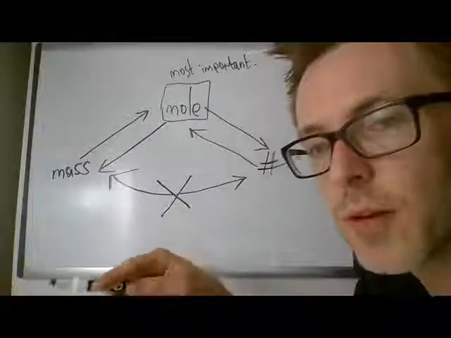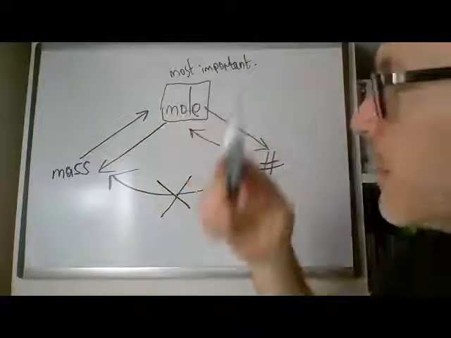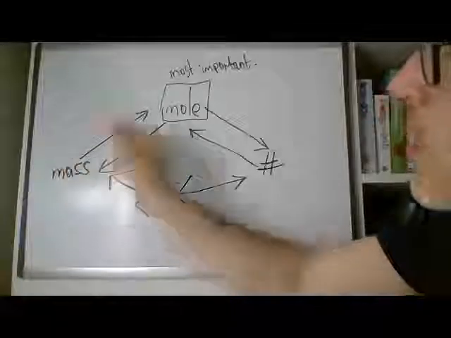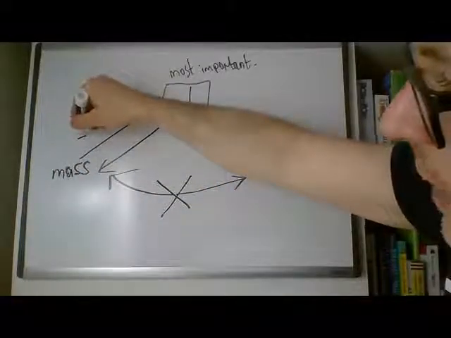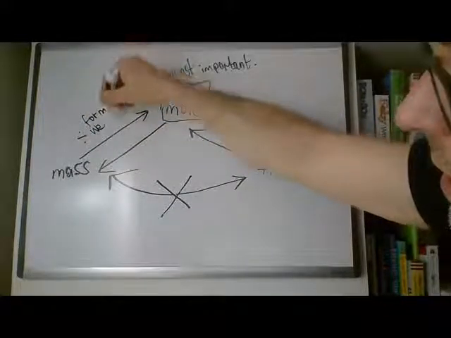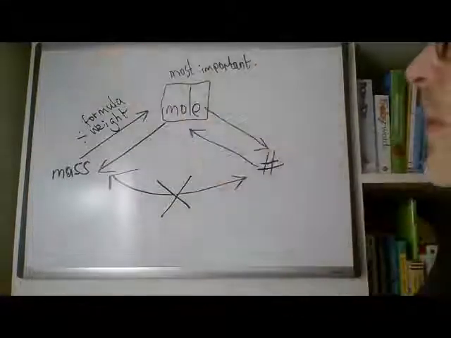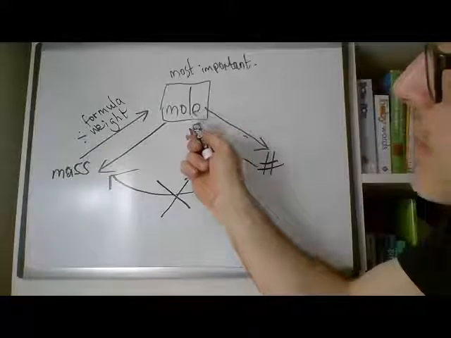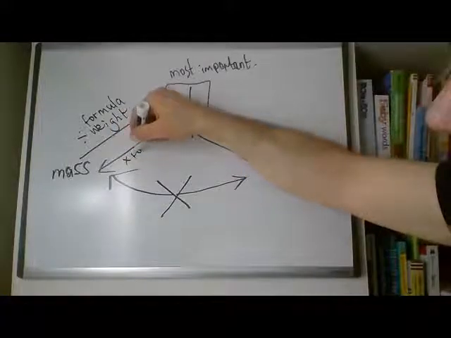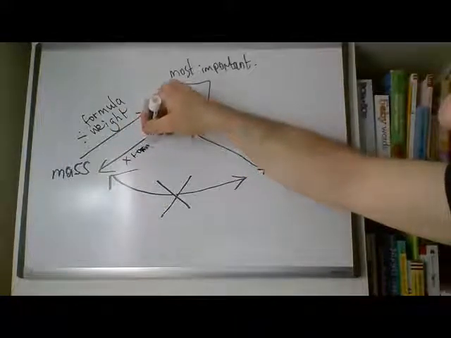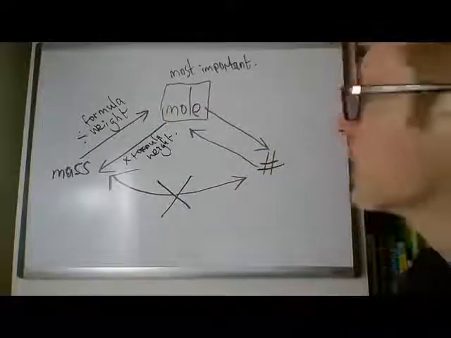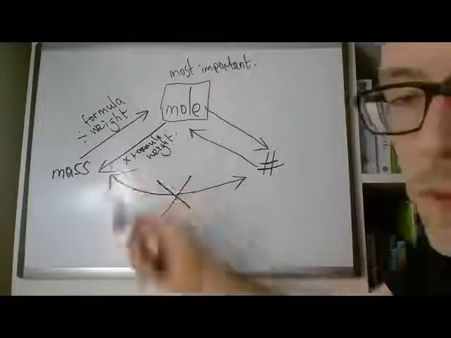If you look back at everything we've done and everything that you've read, mole is the key, mole is the fundamental unit. We always calculate moles. To go from mass to mole, you divide by the formula weight. To go back again, the opposite direction, you would multiply by the formula weight. Different direction, different mathematical operation.